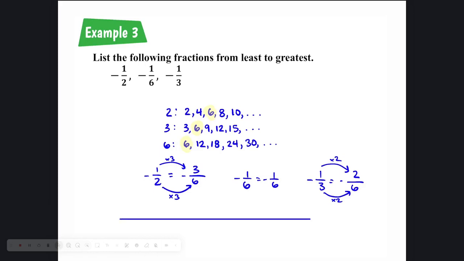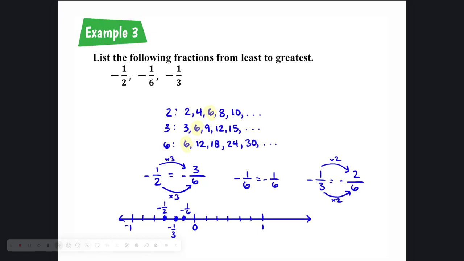Now we can compare these fractions by graphing them on a number line. Since all of these fractions are less than 1, we can create a number line that goes from negative 1 to positive 1 with 6 marked off on each side. Negative 1/2 is equal to negative 3/6, so that is located here on the number line. Negative 1/3 is equal to negative 2/6, so that is located here. And negative 1/6 is located here on the number line.